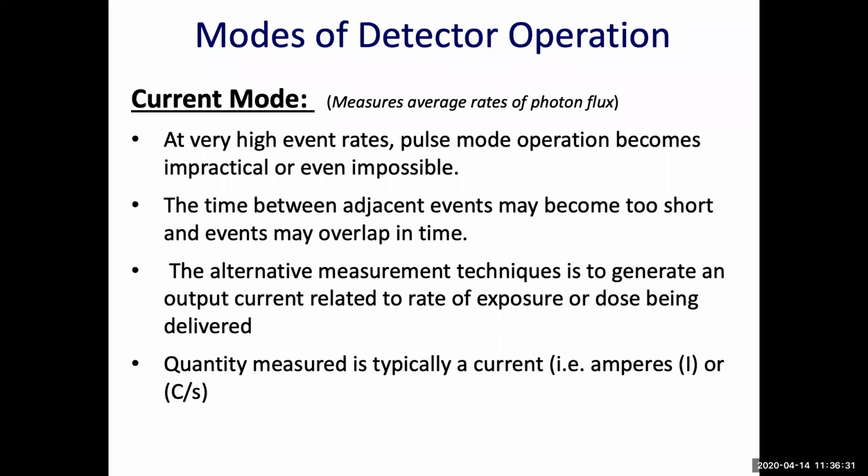That is, they produce an output current proportional to the X-ray flux. So they give current, not charge here. We're talking about the current. The quantity measured is typically a current, amperes, or coulombs per second, because we are talking about the flux rate. Okay, so current mode is for X-ray, because we have a huge flux of photons. The pulse mode is used in nuclear medicine because we have less flux and we can detect the individual photons.